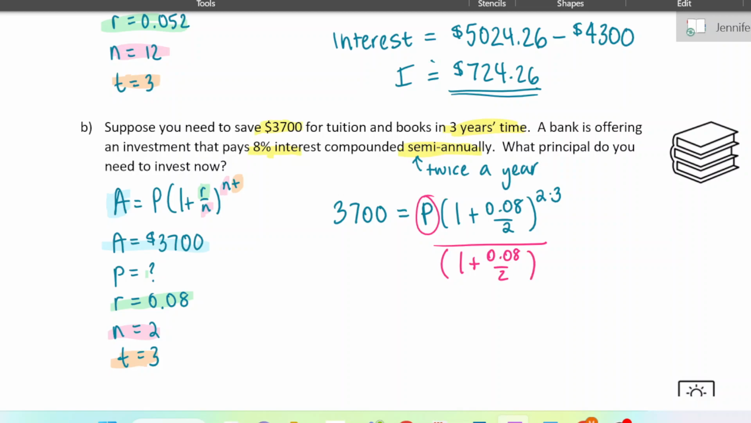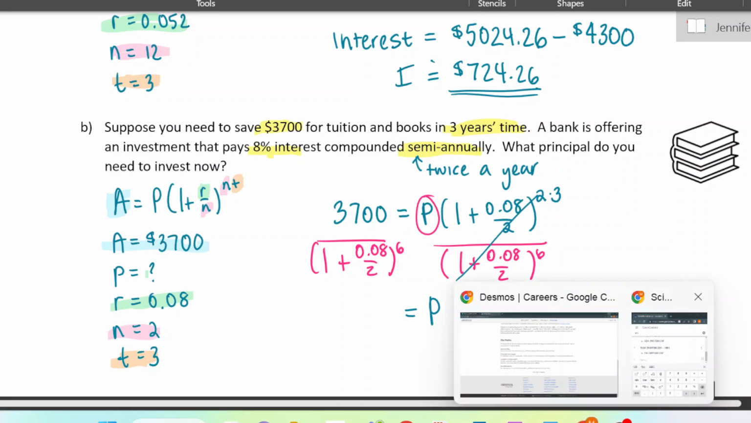And I mean, you can make it simpler on yourself. 2 times 3 is obviously 6. So I'm just going to make it a little bit easier on myself by putting 6 there. And I'll have 0.08 divided by 2 to the power of 6. Okay, and that's what I'm going to type into my calculator. So I'll have just P left on this side. And let's see what I get.